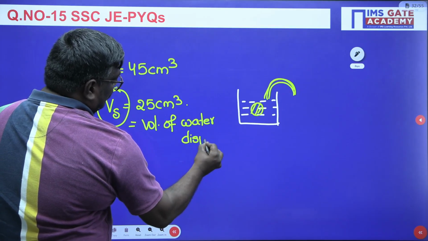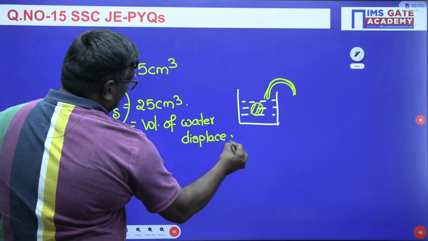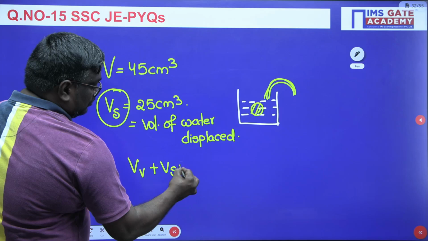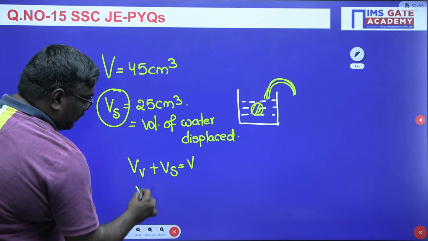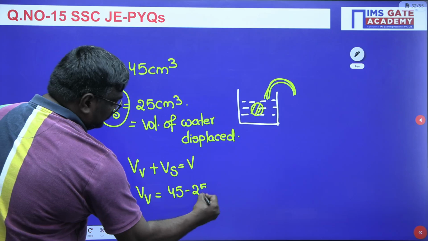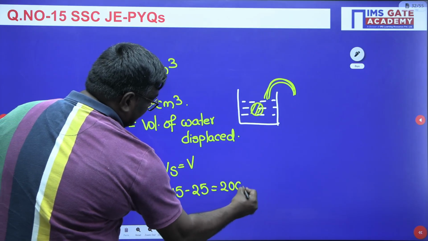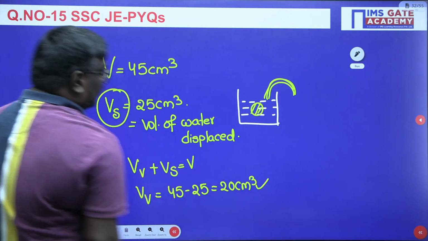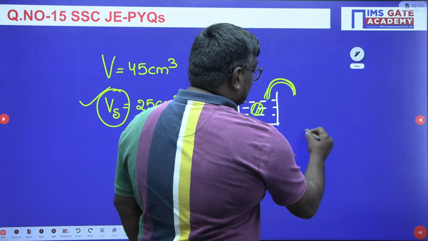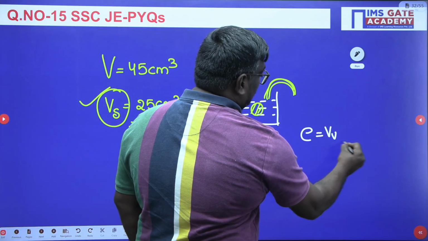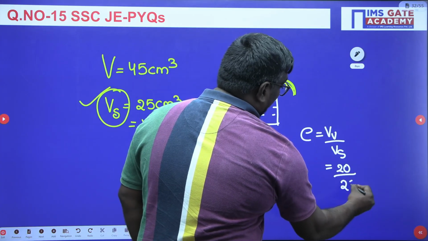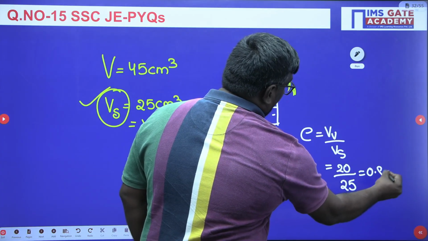So, once you know the volume of solids, you already know that volume of voids plus volume of solids is equal to total volume. So, here volume of voids can be written as 45 minus 25, because volume of solids is 25. So, it is 20 centimeter cube. Now, you know volume of solids and volume of voids. Can't you find out the void ratio? Void ratio is nothing but volume of voids by volume of solids. That is equal to 20 divided by 25. This will be equal to 0.8.